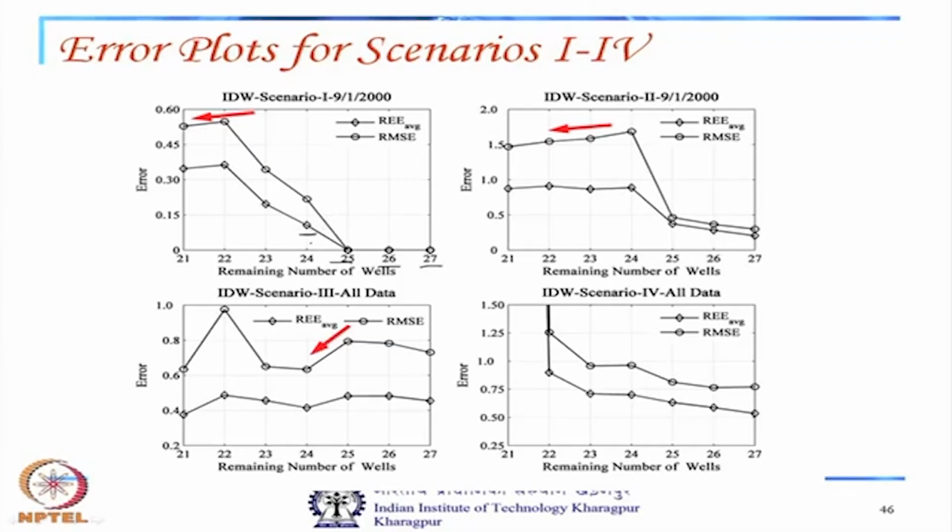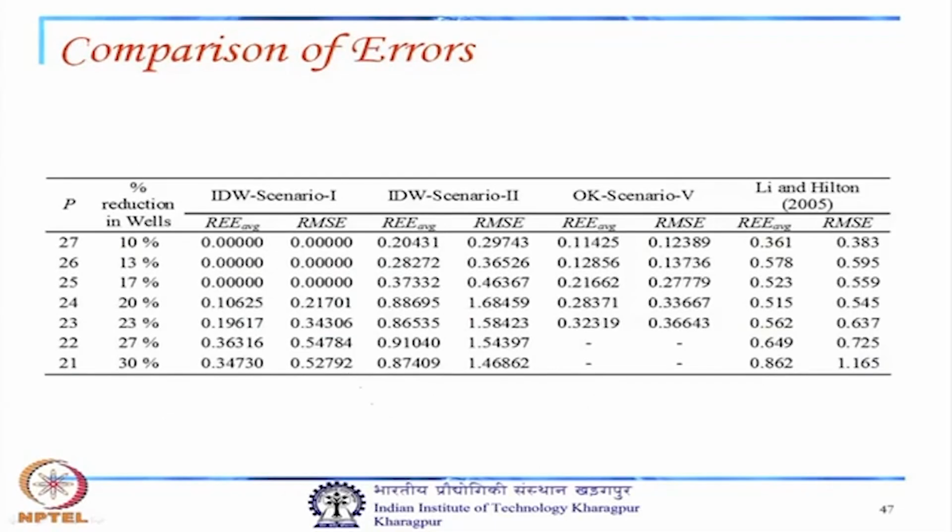Out of these wells, if you remove more wells, then it will be a problem. And interestingly, if you remove even more wells, again the error is decreasing. So, we can infer that not only the number of wells, but also the configuration is important for any monitoring network. A particular configuration can give a lesser error compared to a monitoring network with more wells.